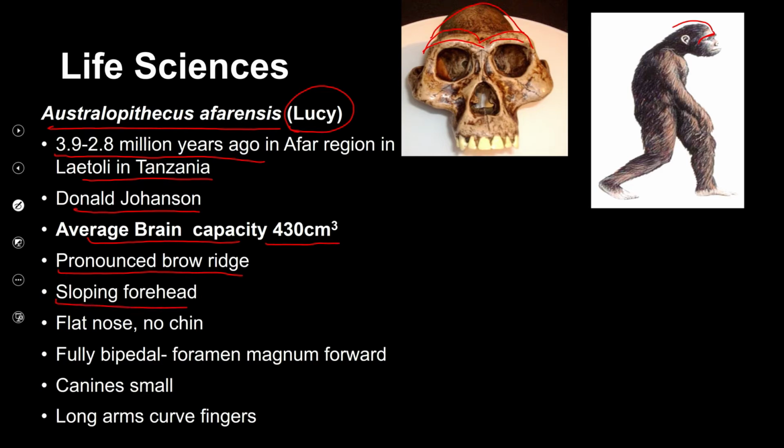They had quite a sloping forehead, and there you can see. So we talk about a sloping forehead, so it goes in that direction, and that's because the jaw is still quite prognathous. Okay, so they had a flat nose, there was no chin, they were fully bipedal, so the foramen magnum was in a more forward position. Canines were also small, and they had long arms with curved fingers.